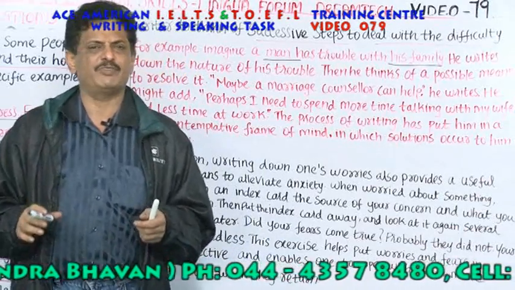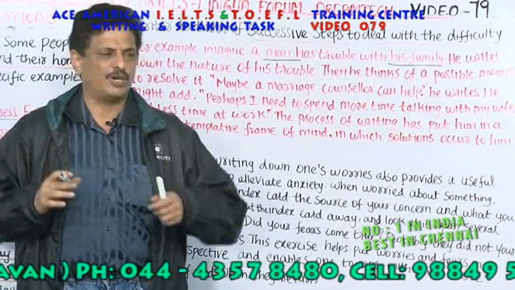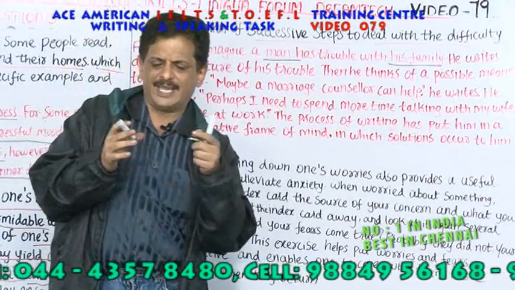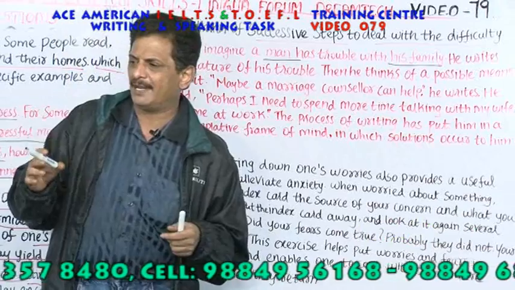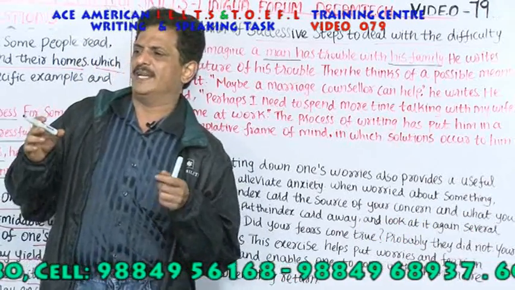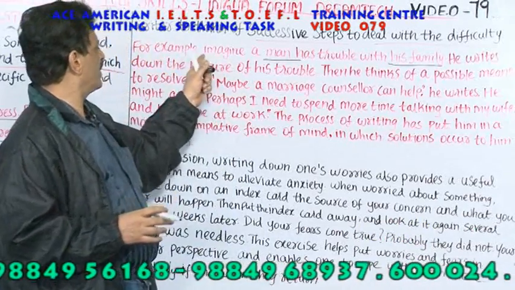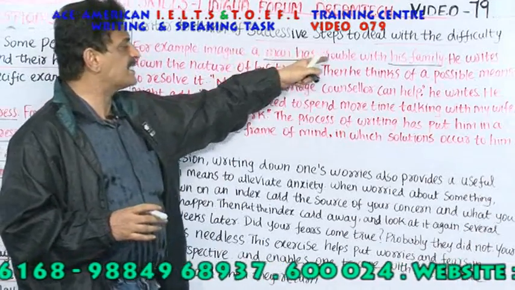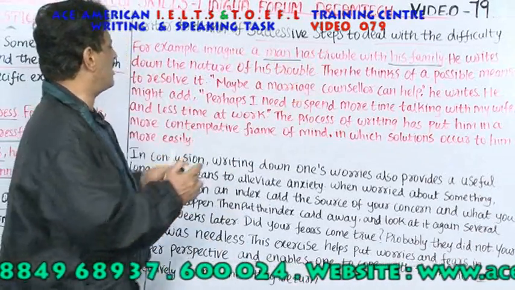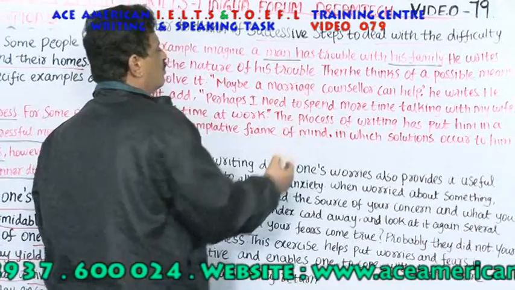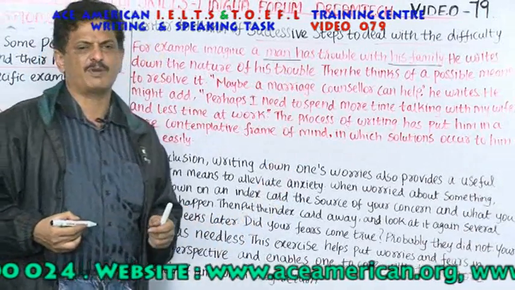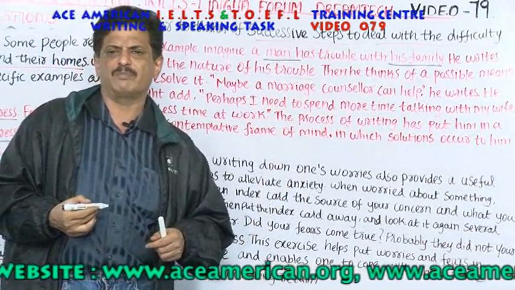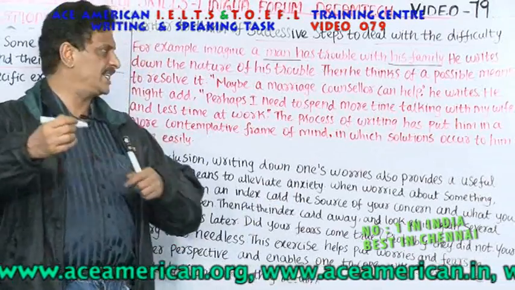A relationship which he thinks the most important, and when somewhere the relationship has some problem, a man or a woman becomes stressful and unhappy. So here, for example, imagine a man has a trouble with his family. He writes down the nature of his trouble. So what's the problem with my wife, or what's the problem with my girlfriend, what's the problem with my husband? He or she writes down.